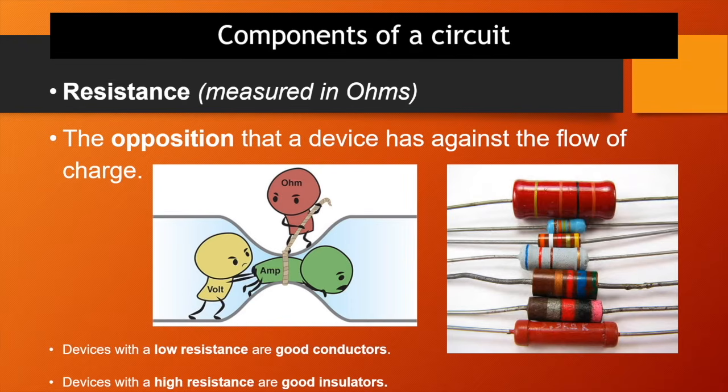The diagram on the right hand side shows what resistors look like, and as you can see in the cartoon, ohms represents resistance, and it creates an opposition to the flow of a charge, which is current, and that's measured in ampere. Another way in which we can explain resistance is how easy or how hard it is for electrons to move through a device.